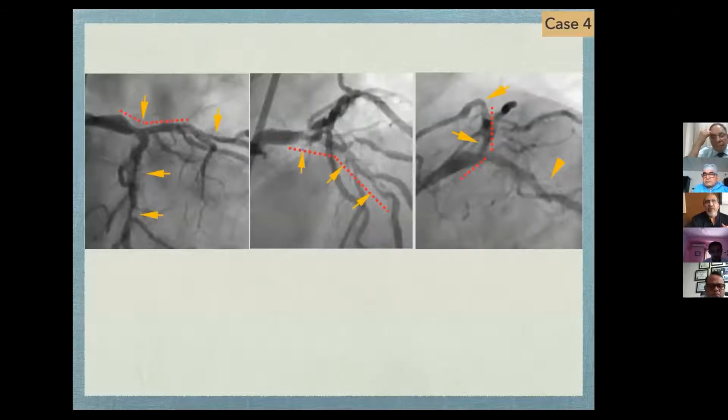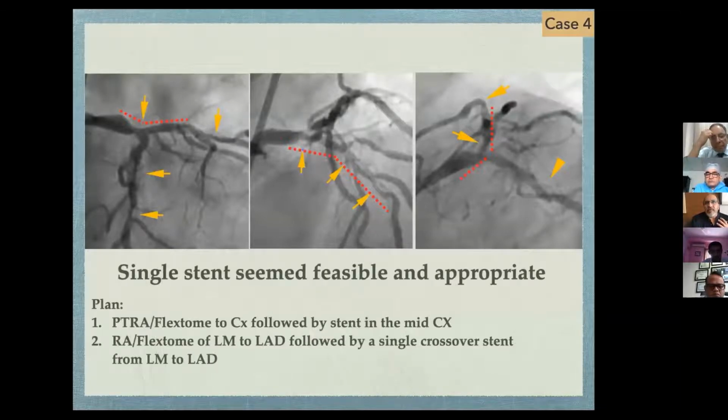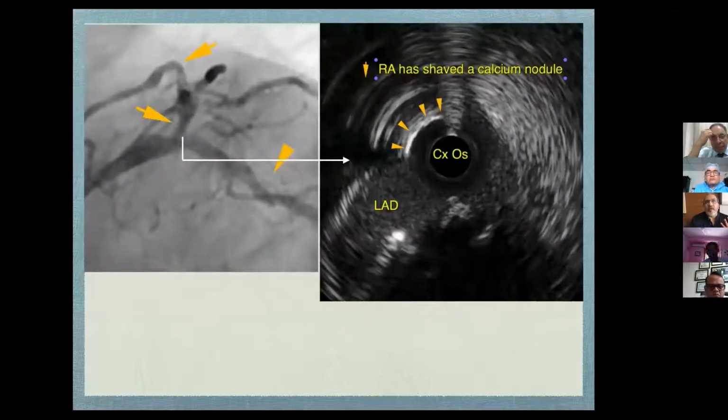However, what happens is when we finish rotational atherectomy of the LAD and go into the circumflex, and we look at the image of the circumflex, this IVUS image showed that there was a huge calcium nodule right at the ostium of the circumflex, which was impeding into it. Angiographically, absolutely not visible under any view, but IVUS-wise, extremely clear. And this changed our entire strategy from a single stent to a 2-stent strategy as a planned procedure.